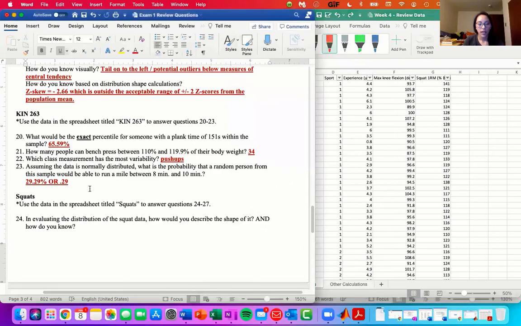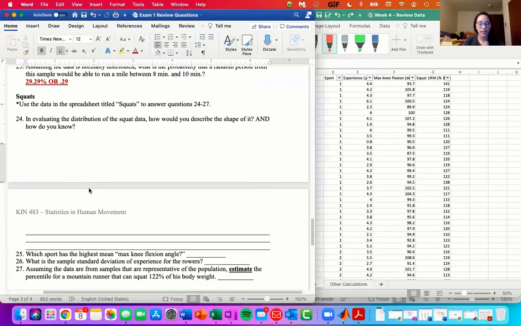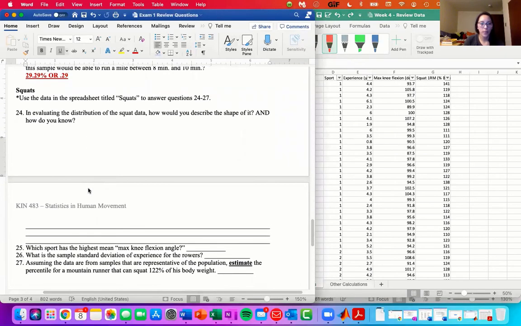Okay. And this says, in evaluating the distribution of the squat data, how would you describe the shape of it, and how do you know? Does anybody have any ideas on this one? Do you have to make a histogram? I'm glad that you said that. You would not want to do it in this case. Oh, good. You wouldn't want to do a histogram?